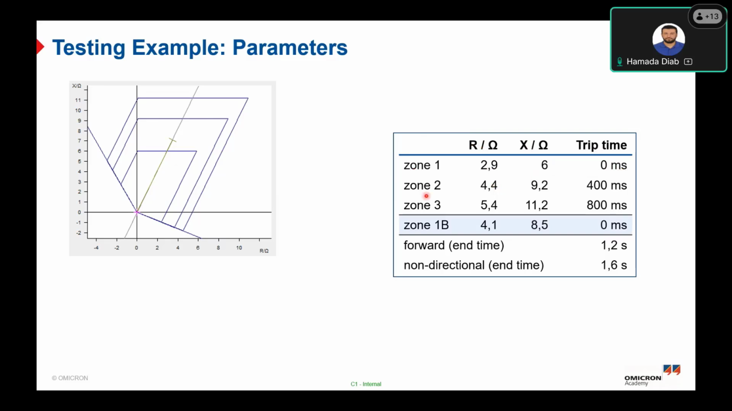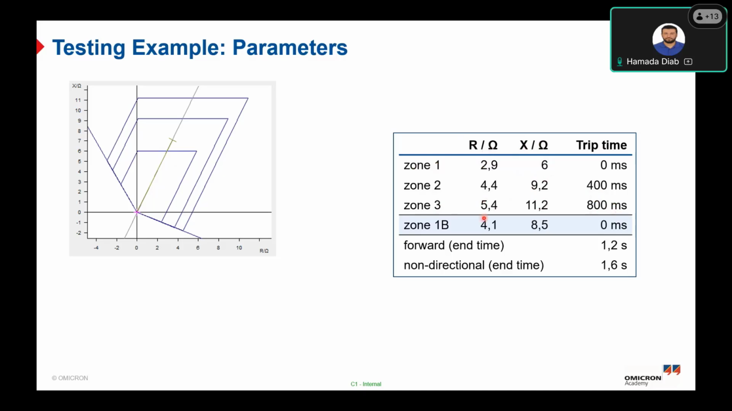We also have the other zone, which is Z2. For sure, the R and X reach will be higher than the Z1 R and X reach because it covers 120% of the line. The R value and X value will be higher than Z1, and the trip time is 400 milliseconds. Z3 also has 5.4 ohm resistive reach and 11.2 ohm reactive reach with a time delay of 800 milliseconds.